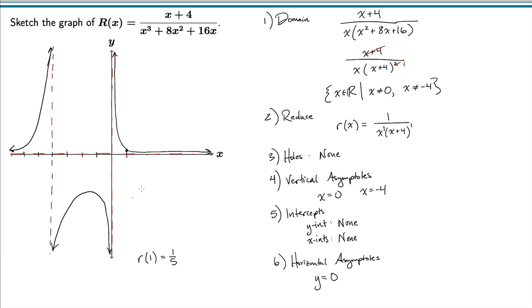Now, if you don't want to sketch it using the behavior around an asymptote, you can always just plug numbers in from each section. I could have plugged in a -1 and found a negative number, and that would have showed me that I was below the axis for this section. And I could have plugged in here a -5, and that would have given me a positive number, and I would have known that my function was above the axis for that section. So it's up to you whether you plug points in or you use the exponents on these factors to know the behavior of the function around the asymptote.